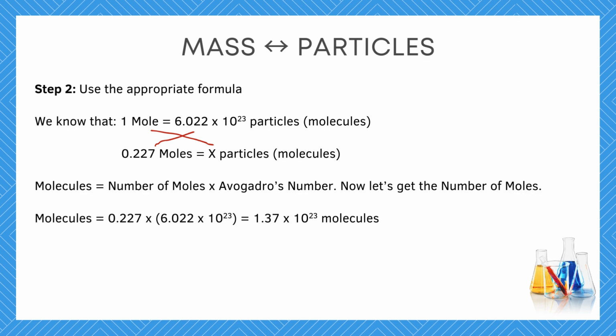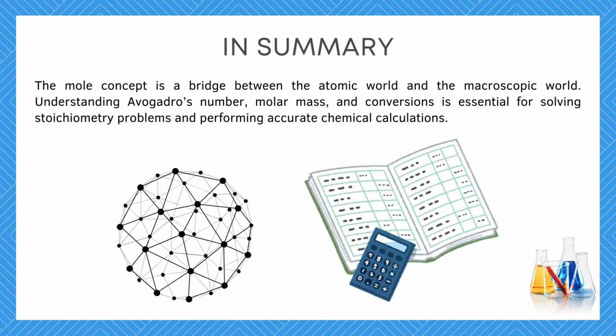Now, we can use the appropriate formula of Avogadro's number. We know that 1 mole of a substance is equal to 6.022 times 10 raised to the power of 23 particles. In this case, we're dealing with molecules. So therefore, 0.227 moles will contain X particles, which we do not know. So cross multiplying, the number of molecules will be equal to 0.227 multiplied by 6.022 times 10 raised to the power of 23. That gives us 1.37 times 10 raised to the power of 23.